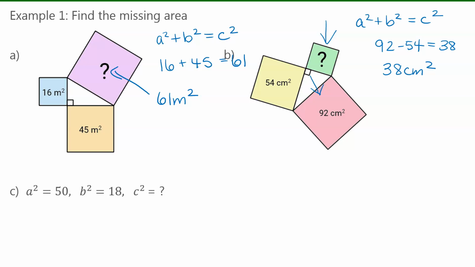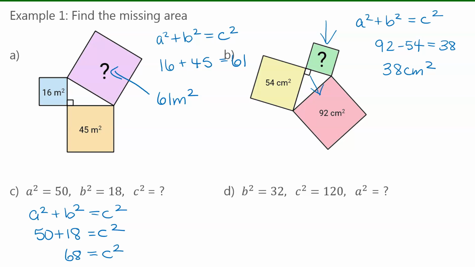Example C. In this case, they're not giving us a diagram, but they're telling us that A squared is 50, B squared is 18, and we're looking for C squared. Remember, the Pythagoras theorem tells us that A squared plus B squared is equal to C squared. So 50 plus 18 will give me C squared. 50 plus 18 gives me 68, and you have to make sure you write in units. In this case, we don't have any, so it's just 68, and that is C squared.